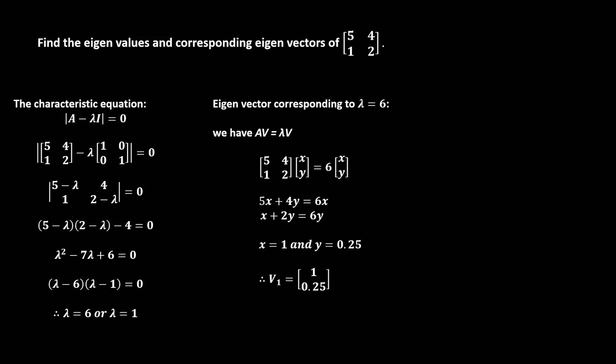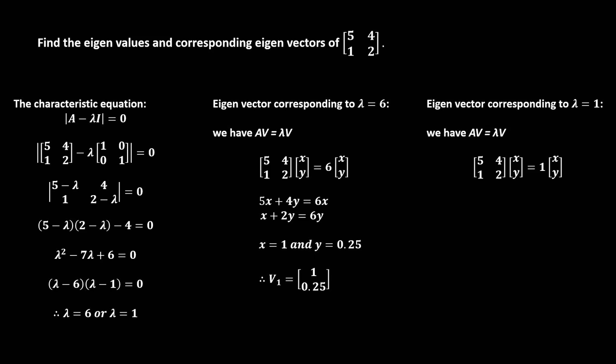Then we need to find out the eigenvector corresponding to the eigenvalue 1. We are following the same procedure again. Then we got the eigenvector [minus 1, 1] corresponding to eigenvalue 1.